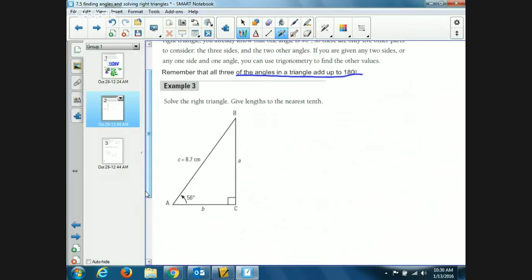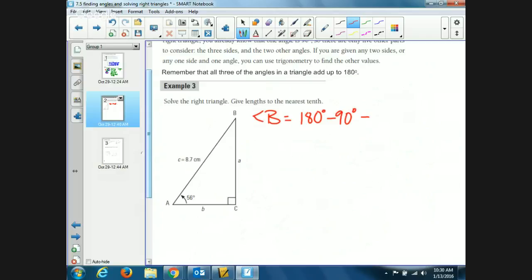Well, angle B. This one here. Angle B is equal to... Well, the grand total is 180. We know that, right? 180 minus... What's angle C? Because it's got a little box there? 90. So it's minus the 90 degrees, and it's minus the 56 degrees in corner A.